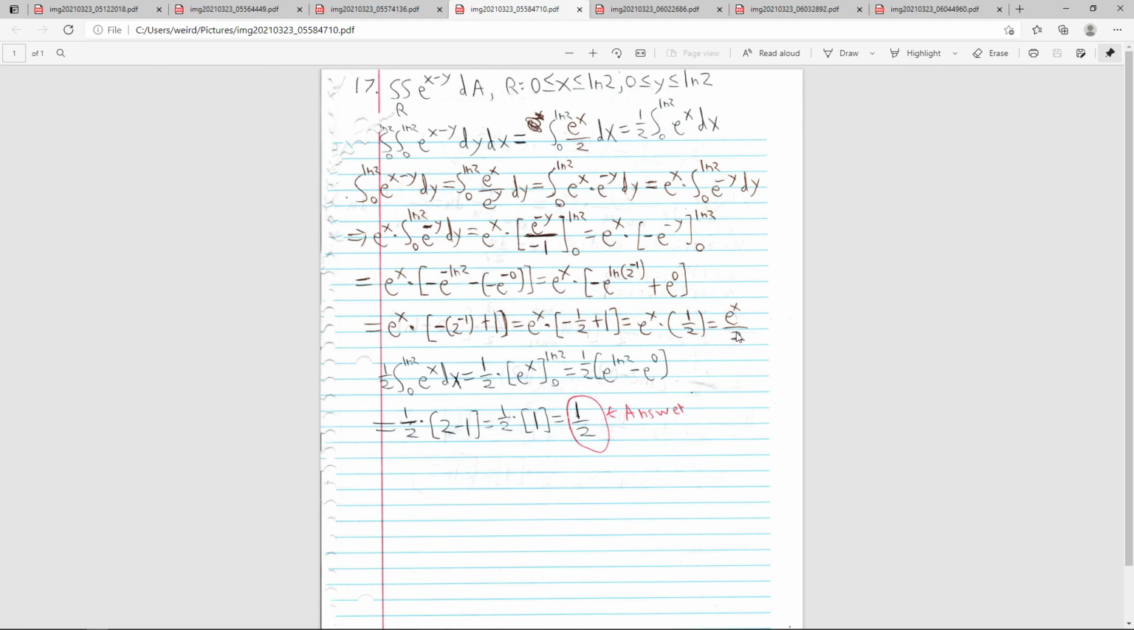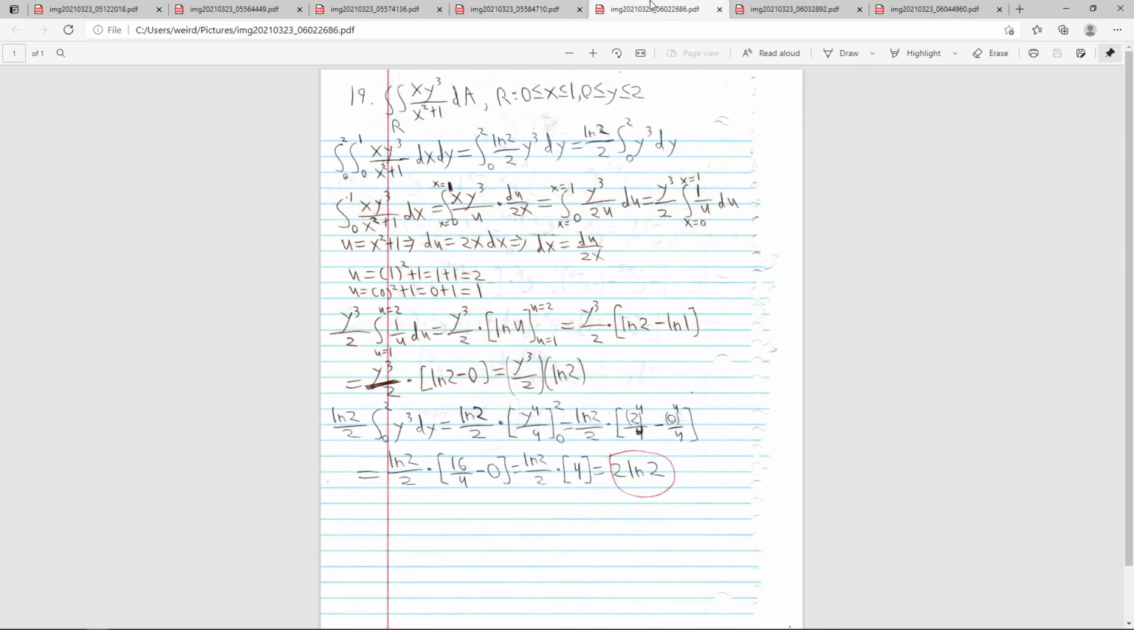But eventually e to the x over 2 is given as its answer, and so 1 half times, you basically can take out the 2 and get 1 half times the integral 0 to ln 2 of e to the x dx. And that's just equal to e to the x, so it's 1 half times e to the x, and then you just integrate, you put in the limits. And it becomes eventually 1 half the answer. Right there. Okay.